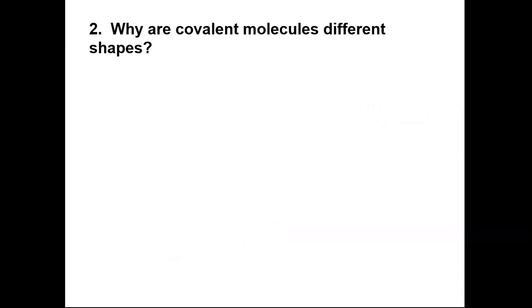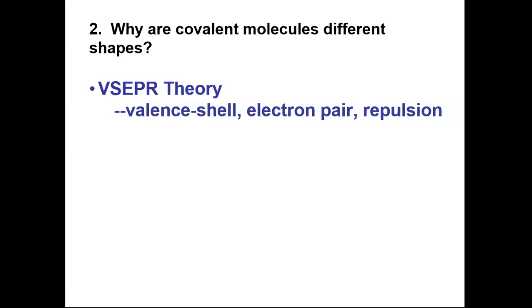All right, so we're going to talk about how these Lewis dot structures allow us to figure out the shapes of covalent molecules. So we're going to use something called VSEPR theory, and that is an acronym that stands for valence shell electron pair repulsion. So let's think about what that means. That means that valence electrons repel each other.